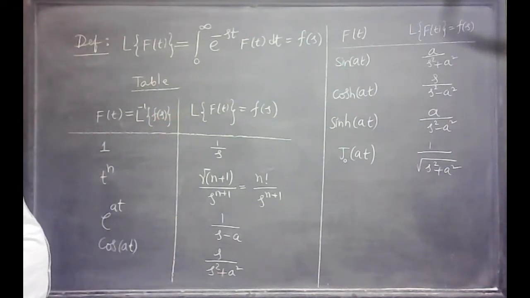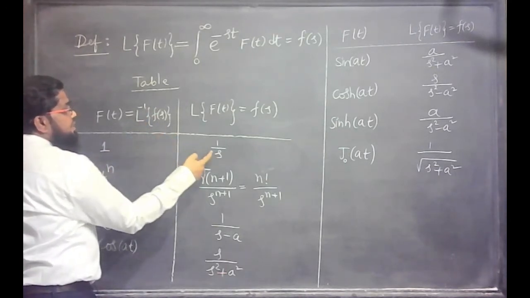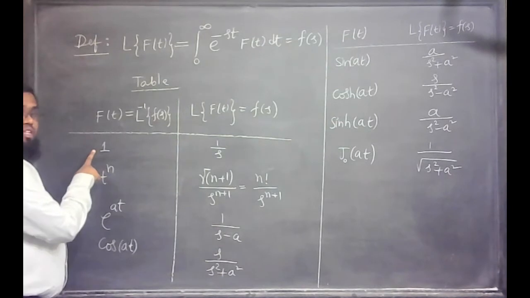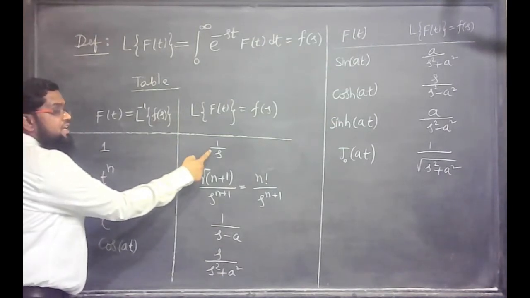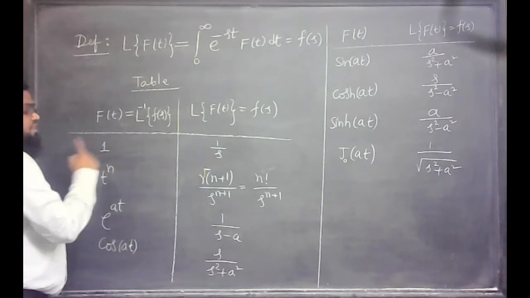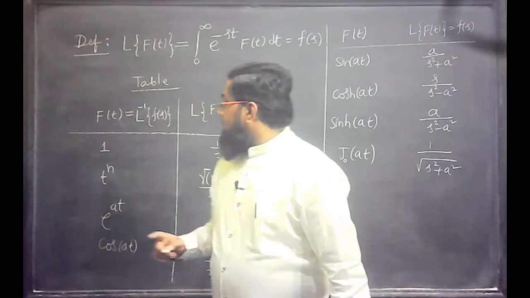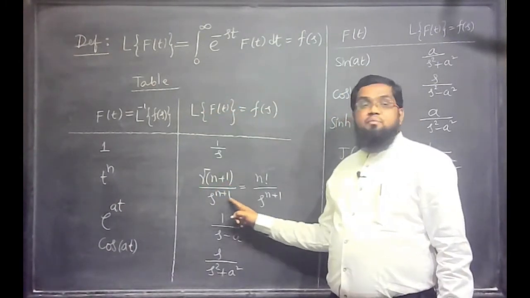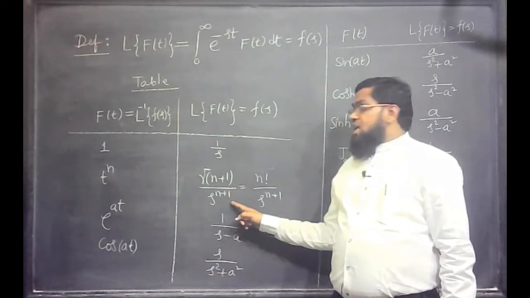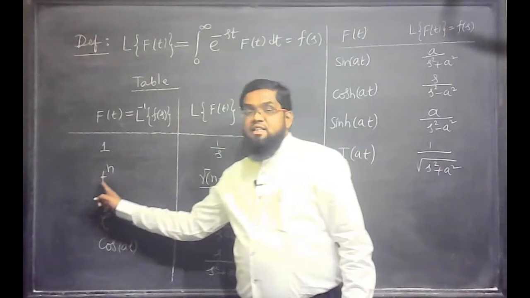Inverse Laplace. So that means the inverse Laplace transformation of 1 by s is 1. If the Laplace transformation of 1 is 1 by s, then the inverse Laplace transformation of 1 by s will be 1. If the Laplace transformation of t power n is gamma of n plus 1 divided by s power n plus 1, then the inverse Laplace transformation of this function will be this.